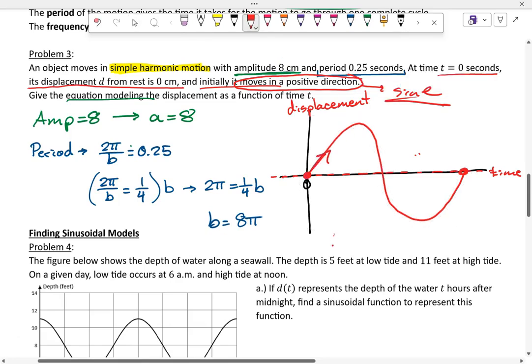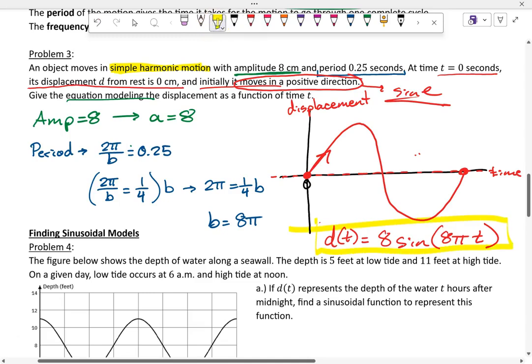d of t is equal to my A, 8 sine of 8 pi t. And there is my simple harmonic motion equation. So you have to read through. All those little pieces of information are important. They tell us certain things.